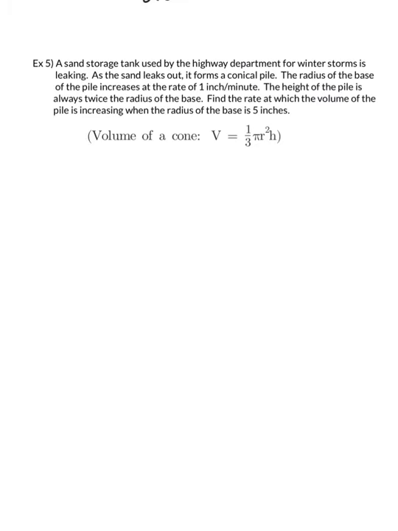On example 5, a sand storage tank used by the highway department for winter storms is leaking. As the sand leaks out, it forms a conical pile. The radius of the base of the pile increases at a rate of 1 inch per minute. The height of the pile is always twice the radius of the base.